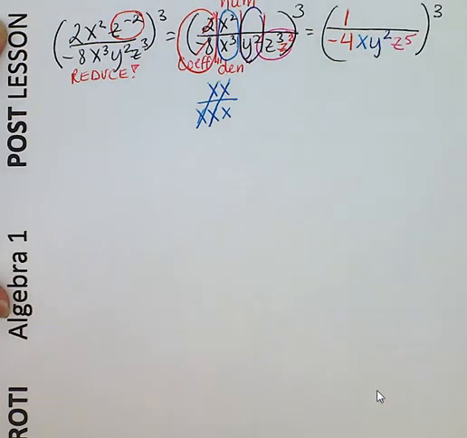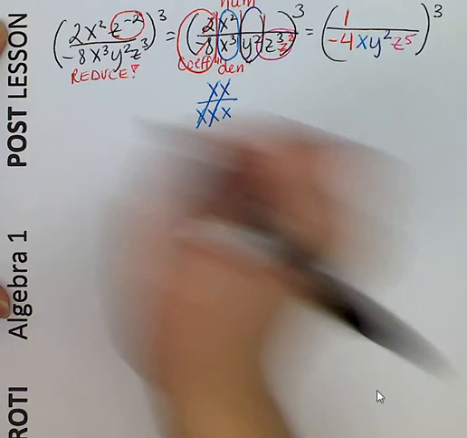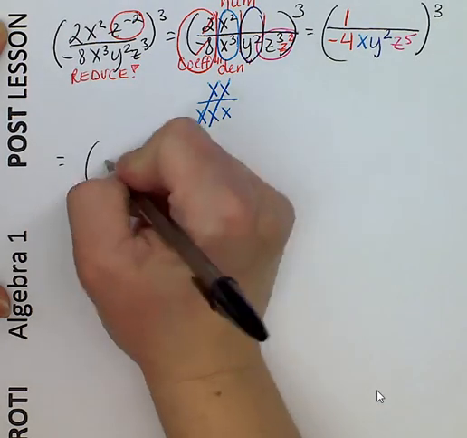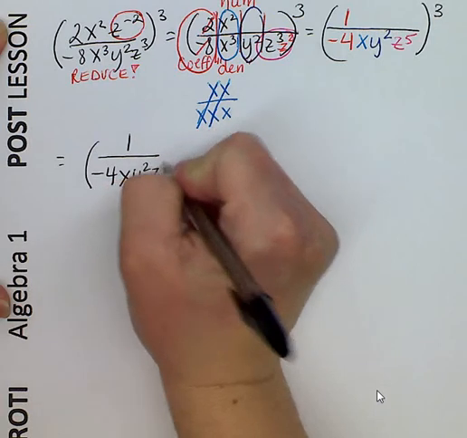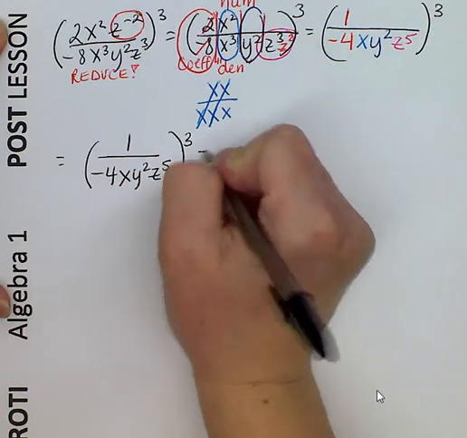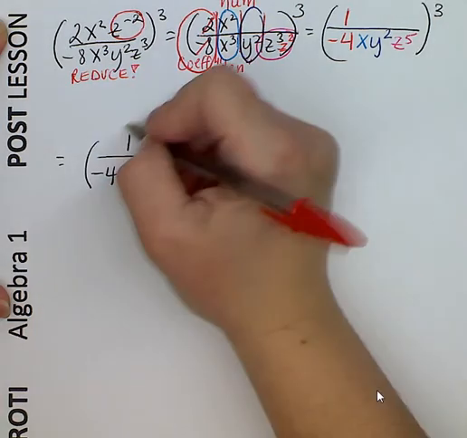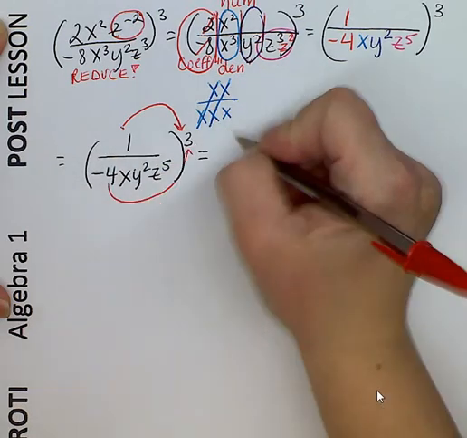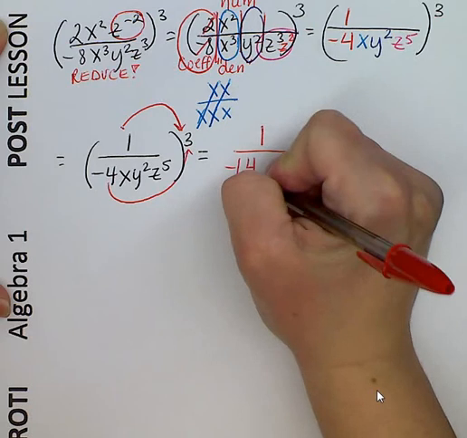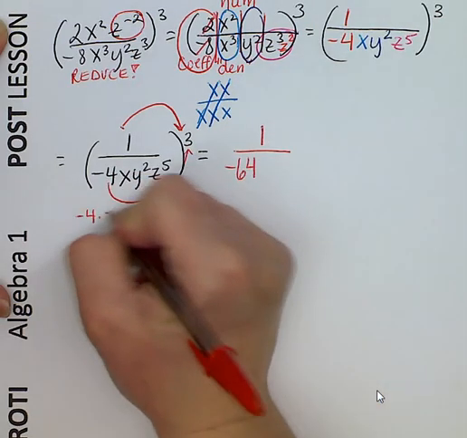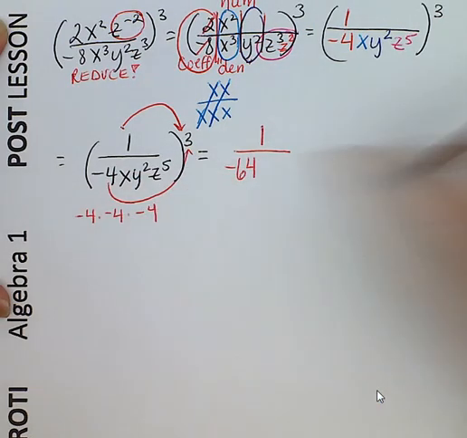Now that we have reduced everything, it's almost like we're doing a new problem again. There's a 1 on top and -4xy squared z to the 5th in the denominator to the 3rd power. I'm going to make sure that we power up these numbers. 1 cubed is 1. -4 cubed is -64. Remember, that's -4 times -4 times -4.